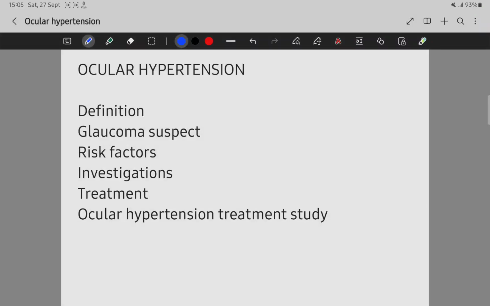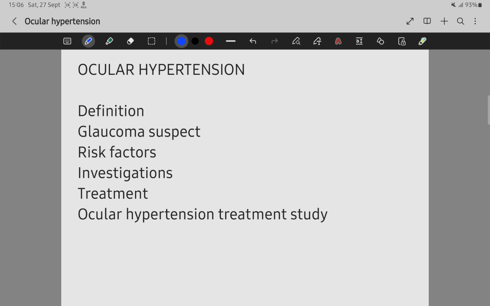Hello everyone. In today's class, we will discuss ocular hypertension: its definition, what is a glaucoma suspect, what are the risk factors, the investigations to identify it, the treatment, and a brief note about the ocular hypertension treatment study. So let's begin with what is ocular hypertension.